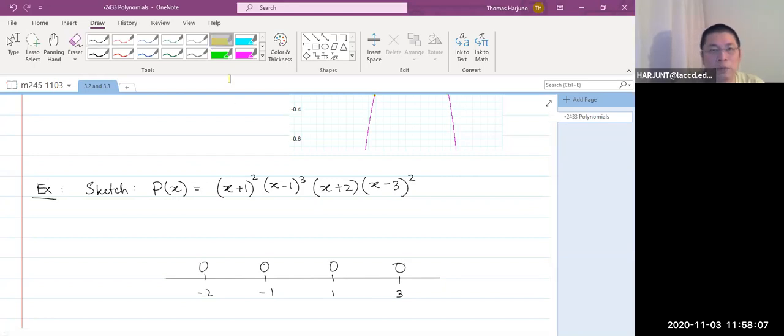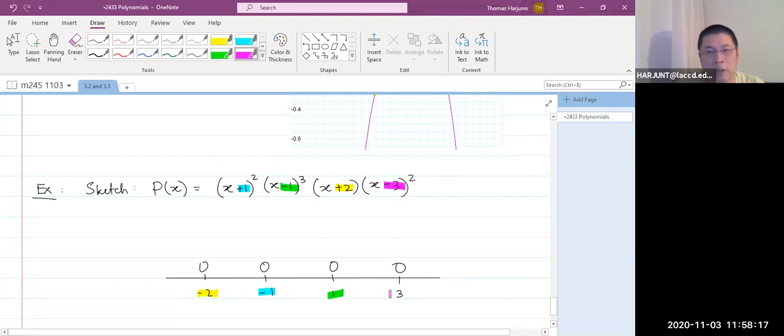Let me give you the color. The -2 from here, -1 from here, 1 from here, 3 from here. Right? Okay. Now, what happens to the sign graph? What happens to the sign graph?